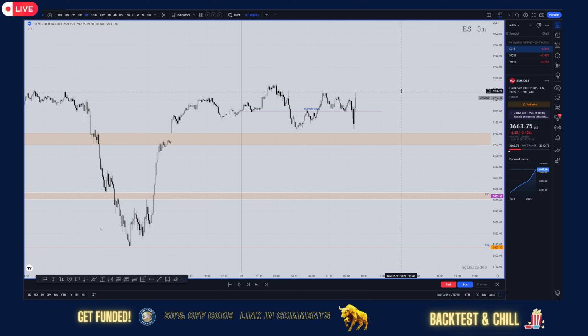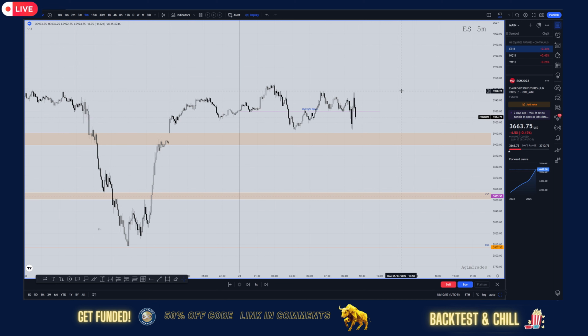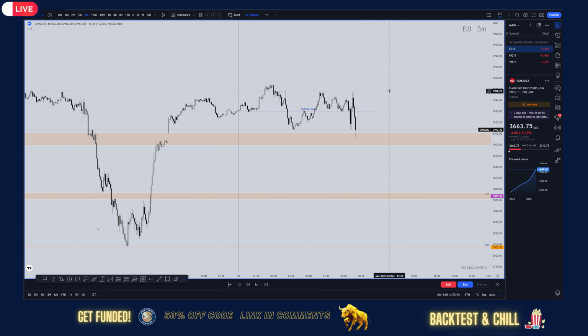SFP, swing failure pattern, and this is from Lincoln Trades. If we see a spike, take out highs. So now we have some relative equal highs put in. We do break structure to the downside. We get about 50% of this gap in price filled.